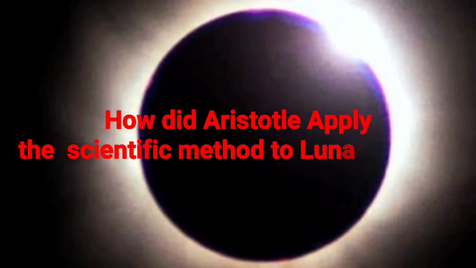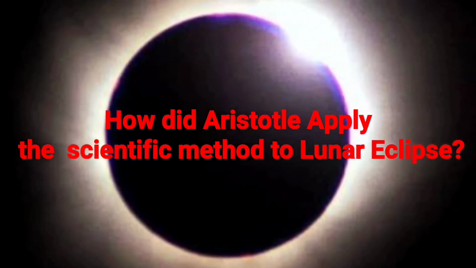How did Aristotle apply the scientific method to lunar eclipse? He knew that during a lunar eclipse, the earth always casts a circular shadow considerably larger than the moon's disk. So, he hypothesized the earth was in fact a sphere and predicted that future eclipses would have the same curved shadow of earth.